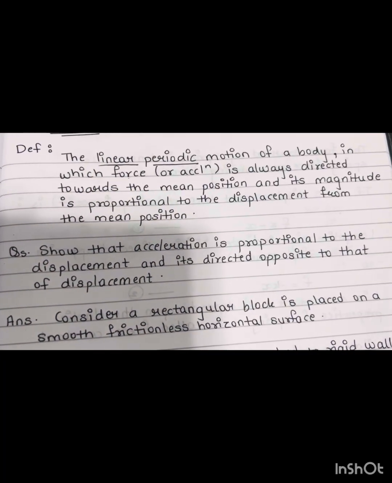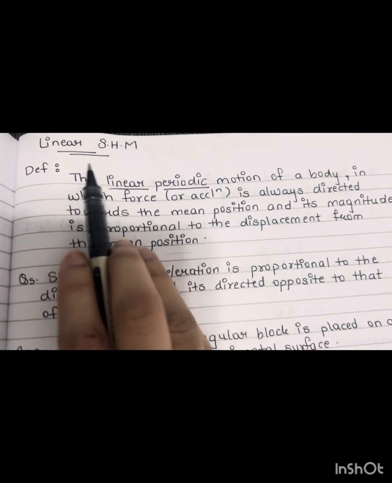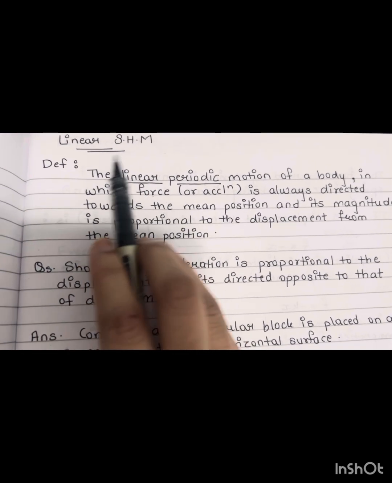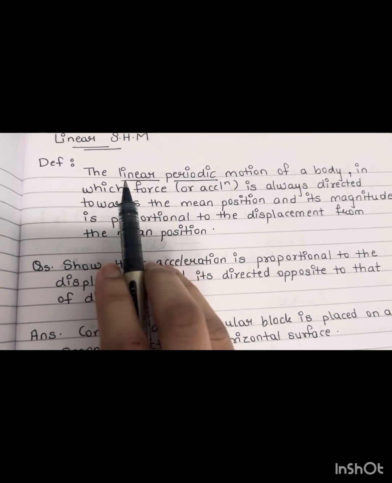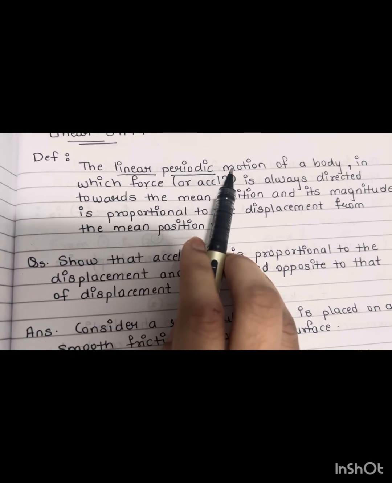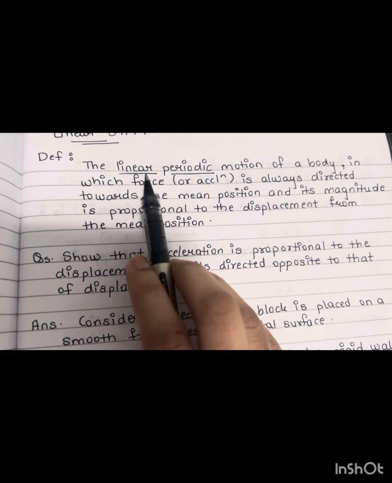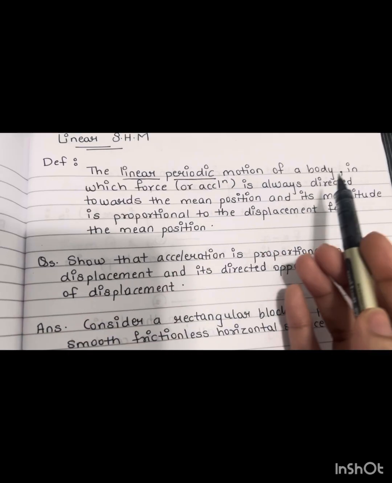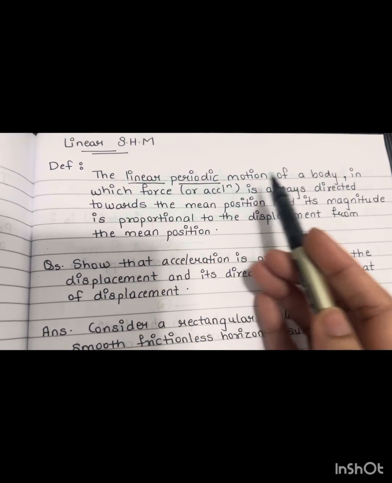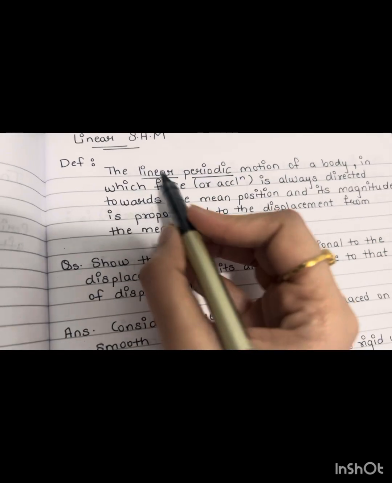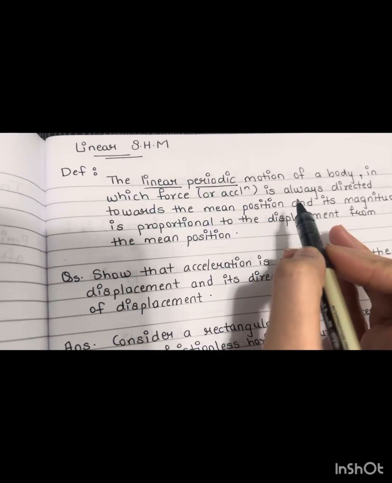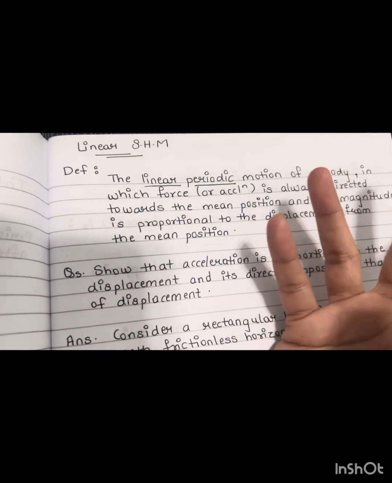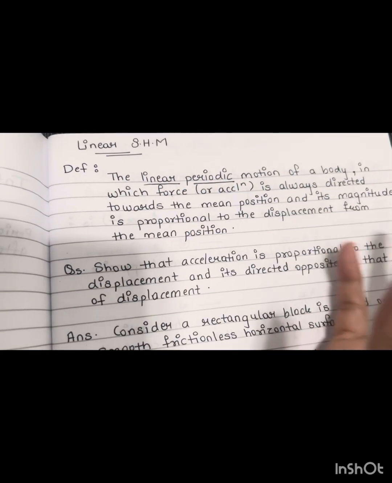First important word is linear. Since it is linear, in the definition of linear simple harmonic motion you will start with linear, and this motion is periodic. So you can directly write: linear periodic motion of a body. What is happening in this? In which, when a body is performing linear periodic motion, either you write about force or acceleration, it is okay. It is not necessary to mention both terms. If you want to write both, you can. If you are writing only about force, it is okay.